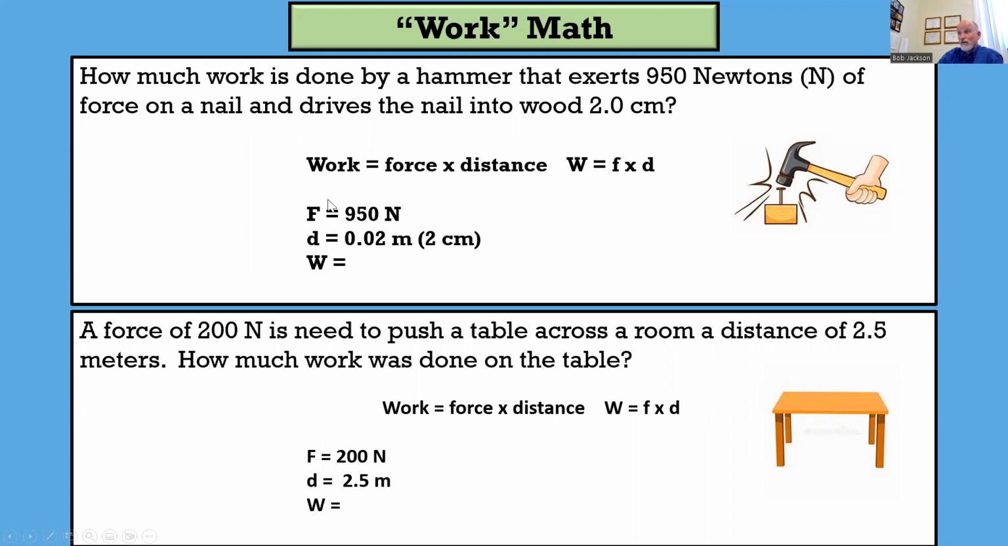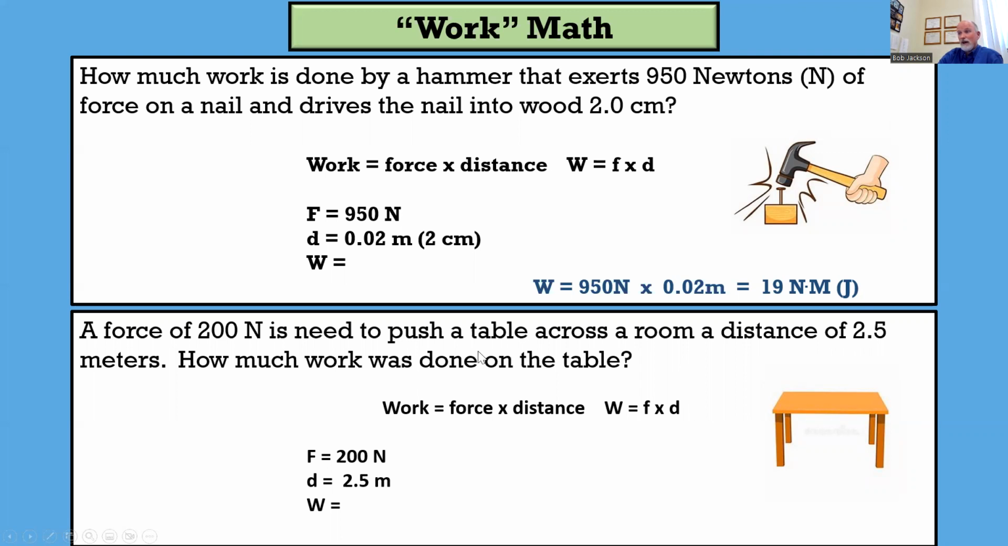Okay, so I got my force of 950 newtons, my distance of 2 centimeters, which would be 0.02 meters. You do want to put it in meters. If I convert 2 centimeters to meters, I'm dividing it by 100. So that'd be 0.02 meters. So then work will equal 950 newtons times 0.02 meters is 19 newton meters, which we can also call joules.